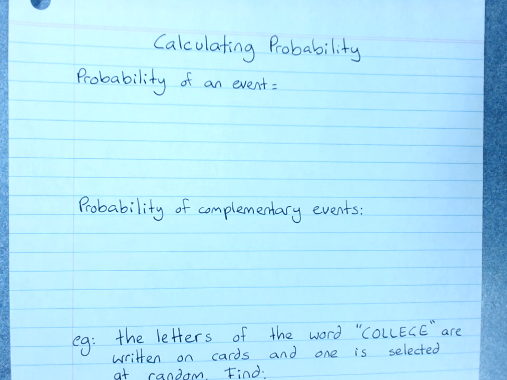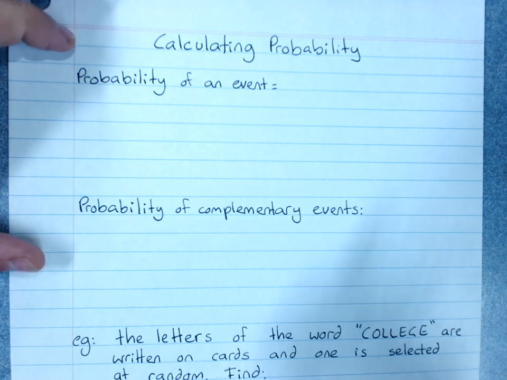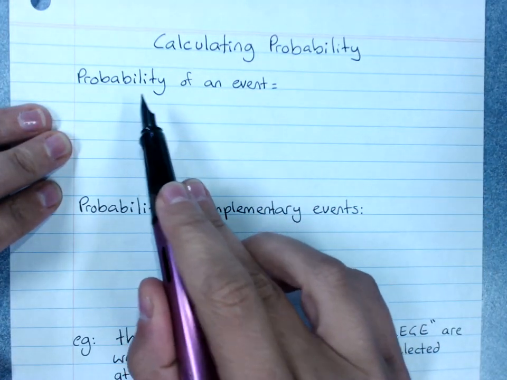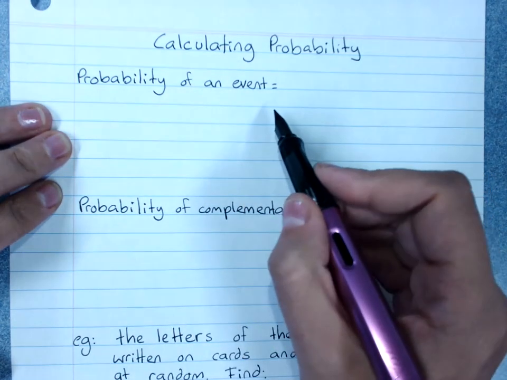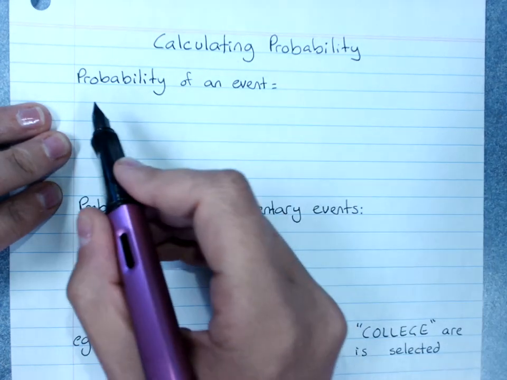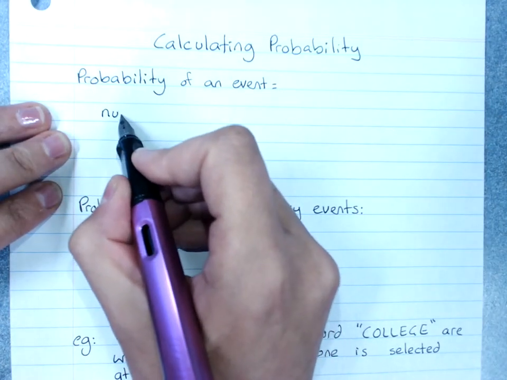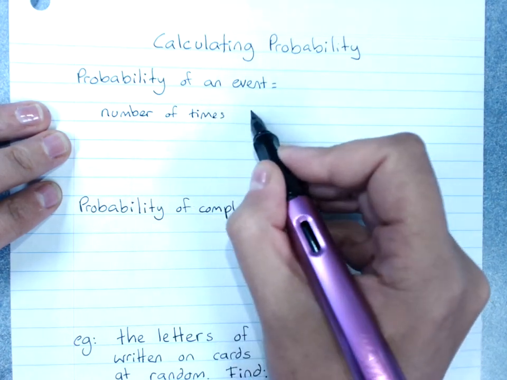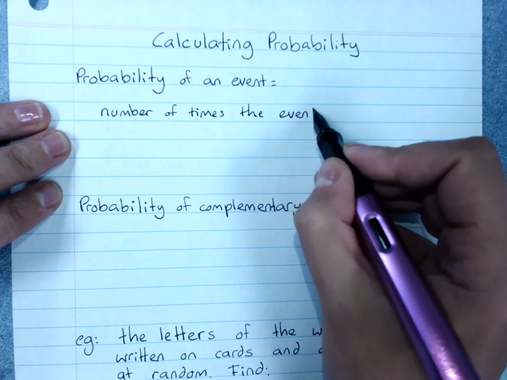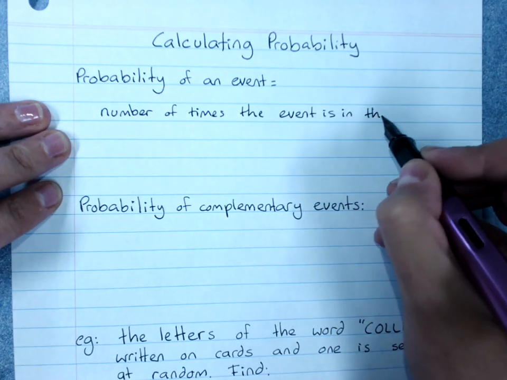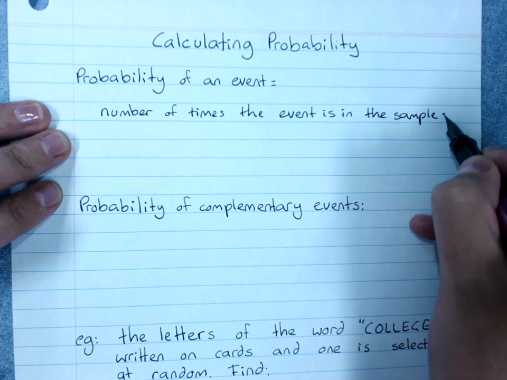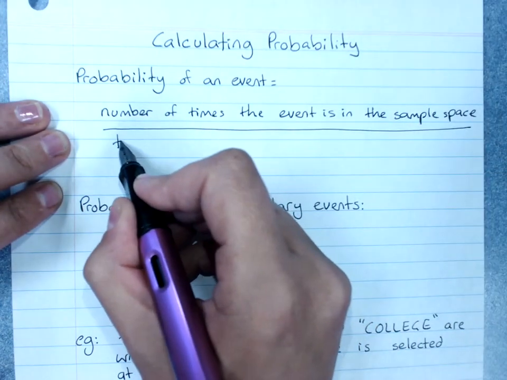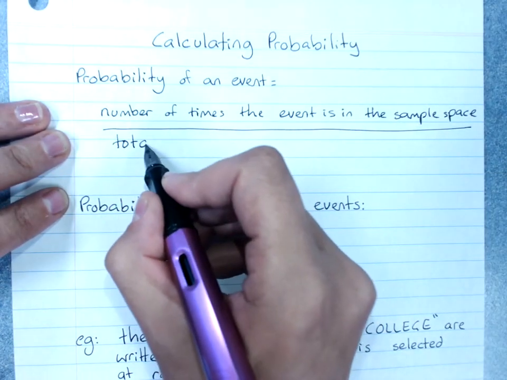Calculating probability. We've mentioned how to get probability before, but we haven't really written down the calculations. So to find the probability of an event happening, it's a division. It works out as a fraction, and it's quite long to write, but we'll write it down. It's the number of times the event is in the sample space divided by the total number of outcomes in the sample space.